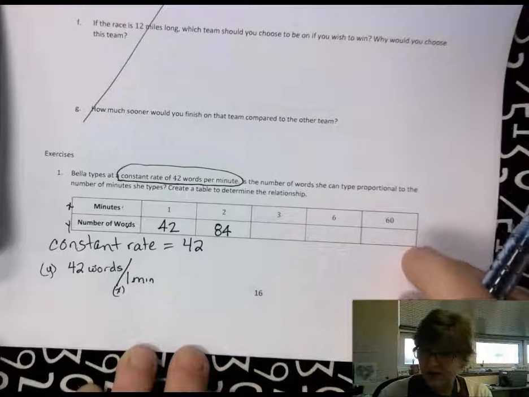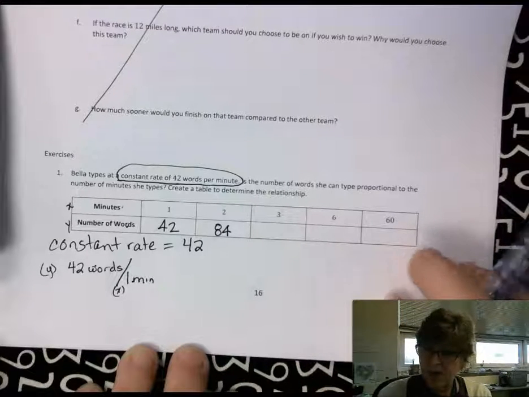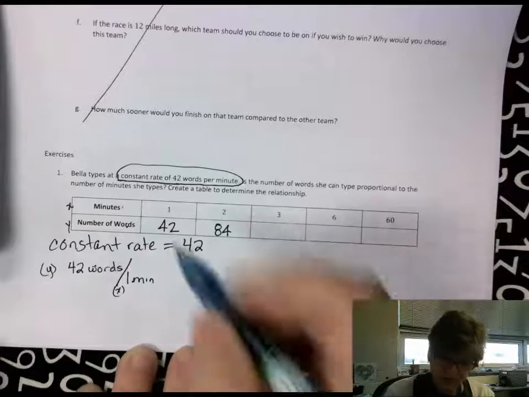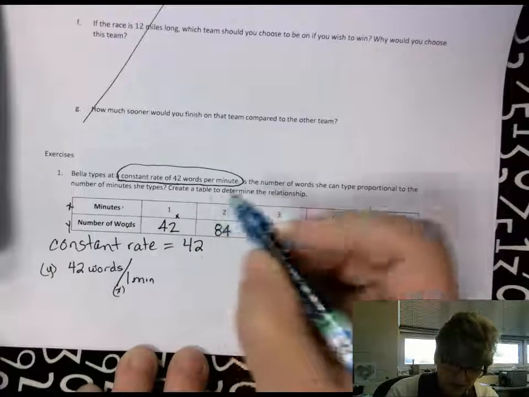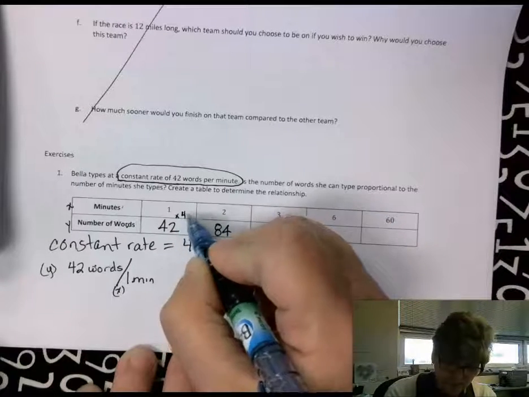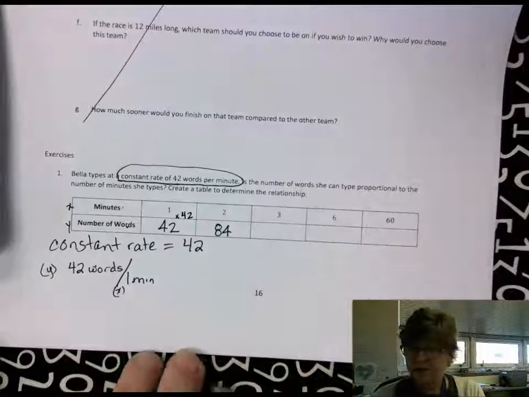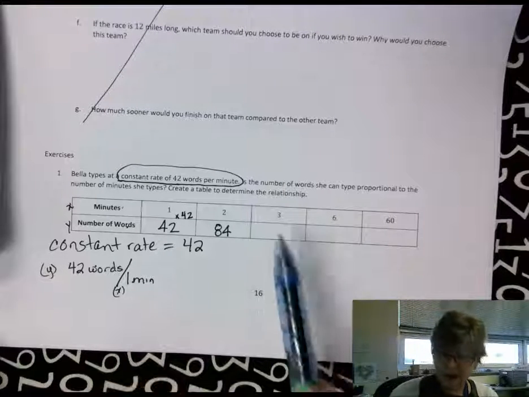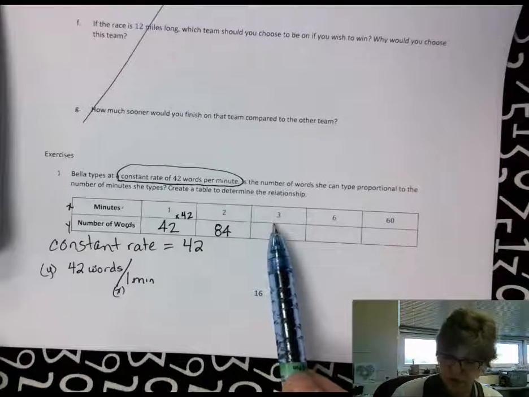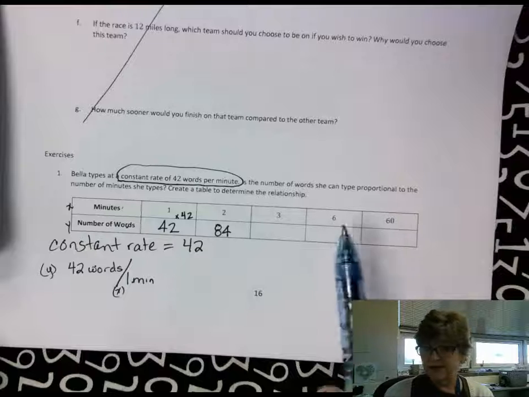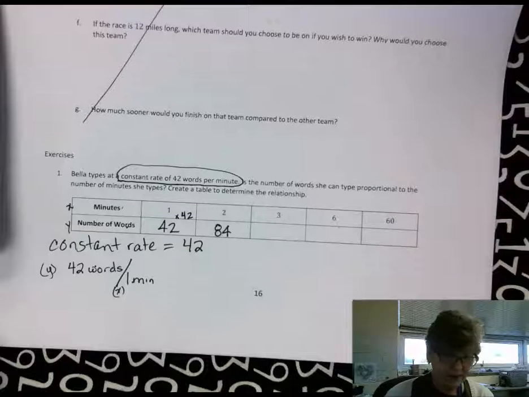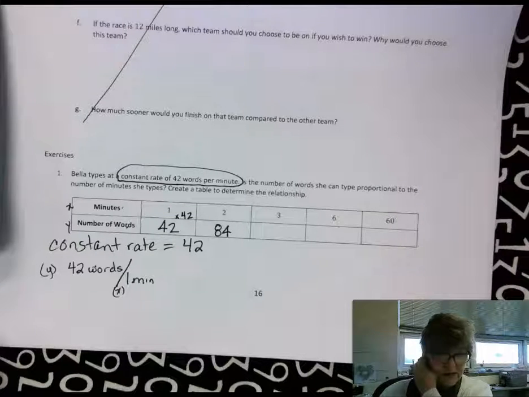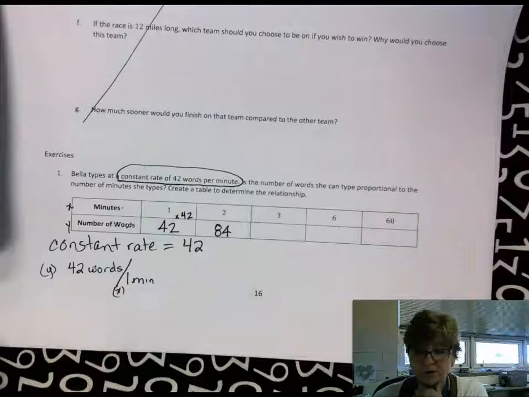And how am I going to continue to calculate those? Go back to using that constant rate. So I'm going to let you take a second and figure out the total number of words for 3 minutes, 6 minutes, 60 minutes. Come back as soon as you are done, and we'll continue.